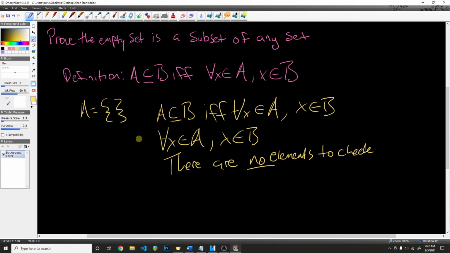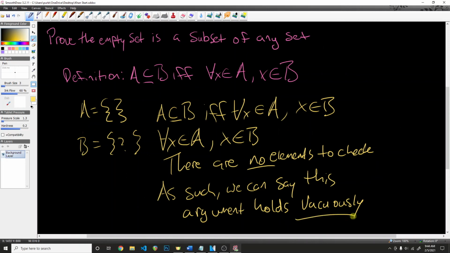The idea is so obvious that it's a little bit confusing to say, okay, we're going to check everything inside of here and see if that is in our set B. But the fact is, there's nothing to check at all. So it is true that for everything that's inside of A, that's going to be inside of B, no matter what B is, because there's nothing in here to actually check that it's also inside of whatever B might be. As such, we can say that this argument holds vacuously.